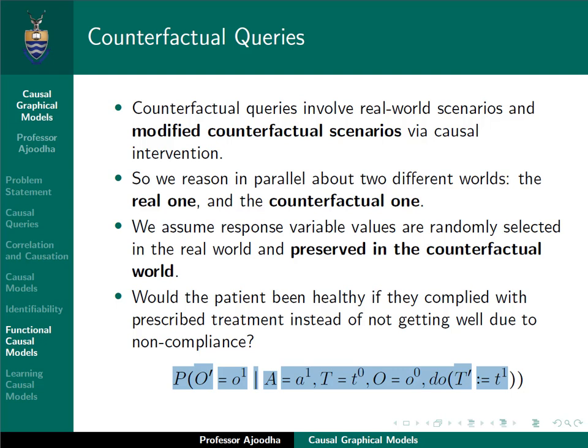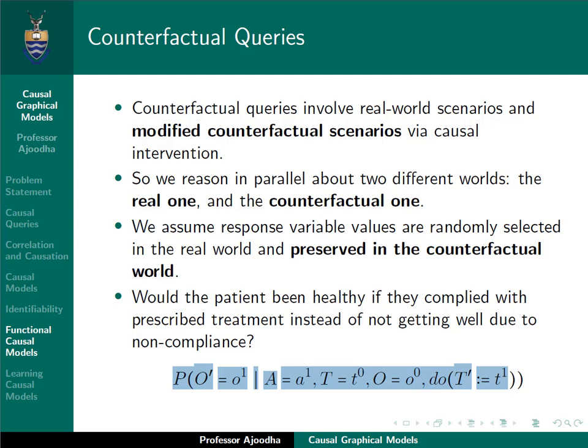And this is extremely different from asking whether treatment helps people in general, which is what the standard causal model could only do. So here we're asking, would it have helped this specific patient who would have been healthy? Would have is counterfactual. Would have been healthier if they complied with the treatment. But in reality, they did not comply with the treatment and they did not get well.